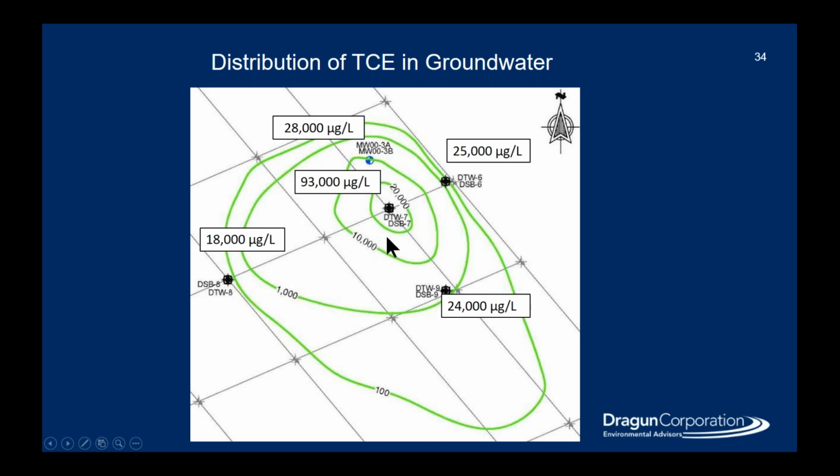So from this data, we were able to tell that this hotspot out here was from a separate source and not from transport from the plant building, and also was not from transport from the rail line.